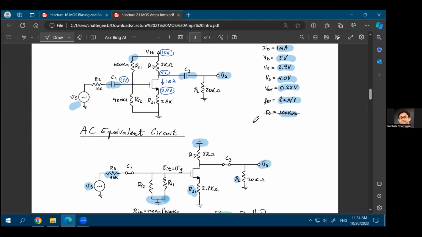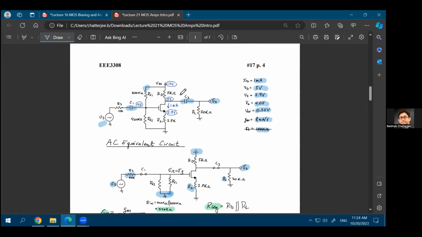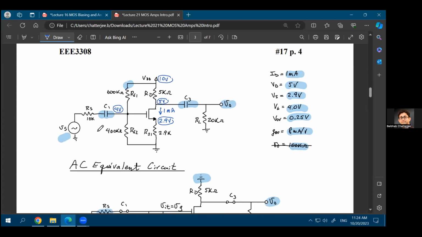All right. So let's try to solve an example, and then we'll stop for today's lecture. We have probably 6 minutes, and that should be enough time to solve this example. Okay. So in this example, your VDD is 10 volts. The ID is said to be 1 milliampere. The drain voltage is 5 volts.